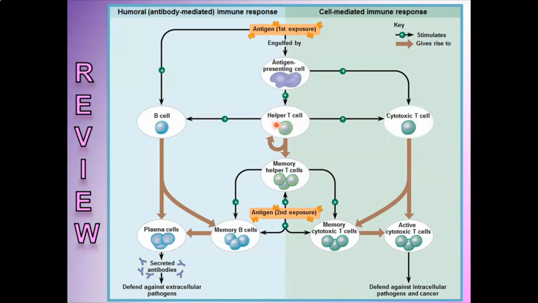But once this helper T cell is activated, it looks for a cytotoxic T cell that has the correct receptor for whatever the antigen was that was expressed. And now that the cytotoxic T cells get activated, they're going to make, of course, memory cells, because you have to have a memory. But they're also going to make active cytotoxic T cells, right? And what these guys are going to do is defend against intracellular pathogens and even cancer.